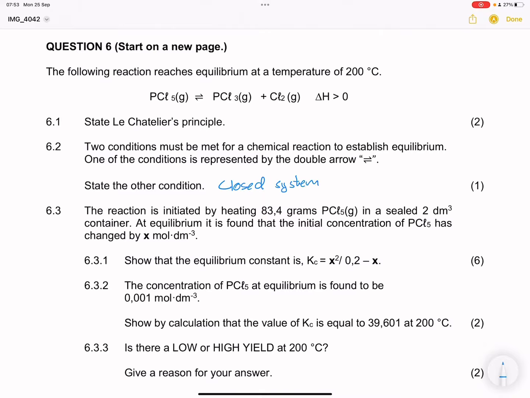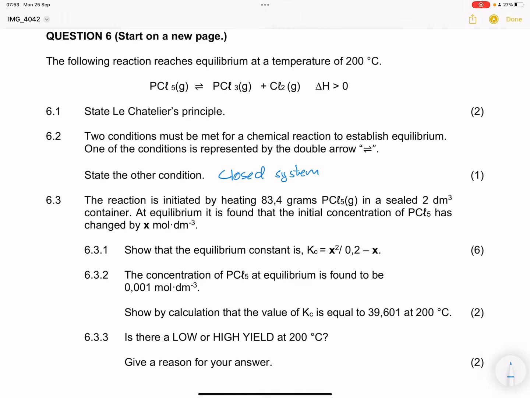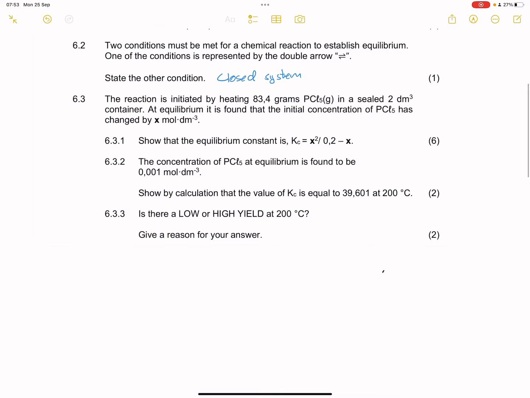Now they say the reaction is initiated by heating 83.4 grams of PCl5 in a sealed 2 cubic decimeter container. At equilibrium, it's found that the initial concentration of PCl5 has changed by X moles. Now, note has changed by, not changed to. So there's a difference there. They say show that the equilibrium constant is as expressed there.